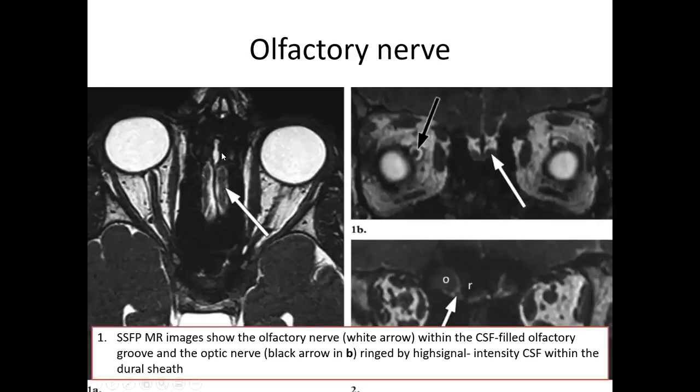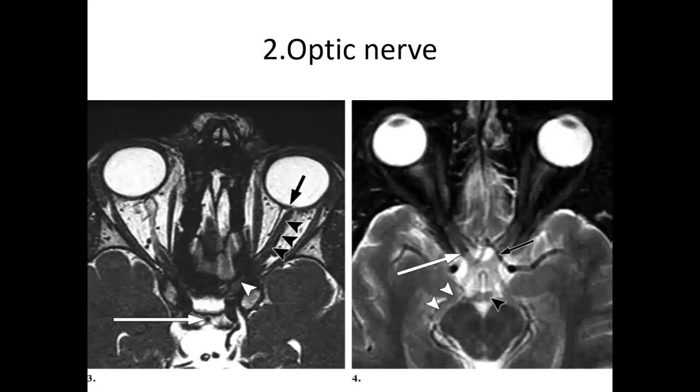So this is the olfactory groove in the ethmoidal plate, ethmoidal CSF filled groove. You can see here the olfactory grooves. This is for the first nerve, that is olfactory nerve and olfactory groove. Then optic nerve, you can see in the optic canal. This is the optic canal, this is the optic canal, and you can find the optic nerve here.